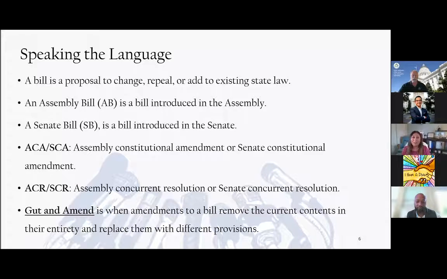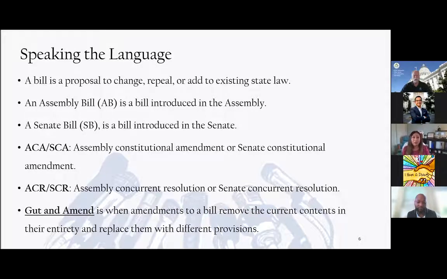So I wanted to make sure you had this information at your disposal. A bill is a proposal to change, repeal, or add to existing state law. For education, we have 2 education books. I don't know if you could see them behind me, but there's 2 ed code books. That's how much government statutory regulation we have to abide by, that we are so lucky that we have broken up into books.